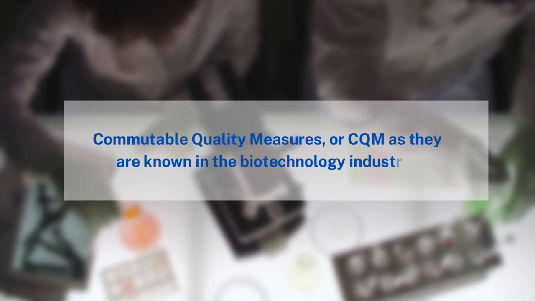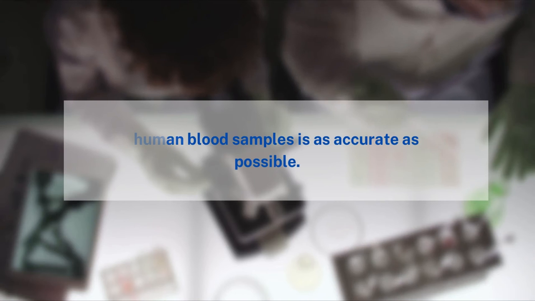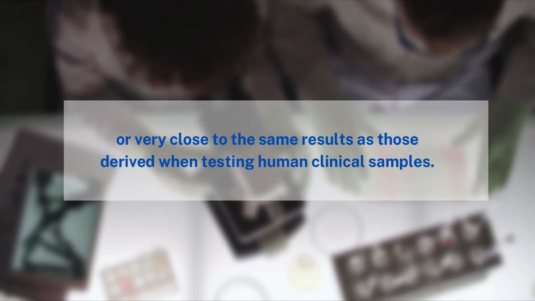Commutable Quality Measures, or CQM as they are known in the biotechnology industry, are measures implemented in laboratories that use control materials that mimic clinical samples to ensure that the equipment testing of human blood samples is as accurate as possible. In other words, the quality control samples must give the same or very close to the same results as those derived when testing human clinical samples.